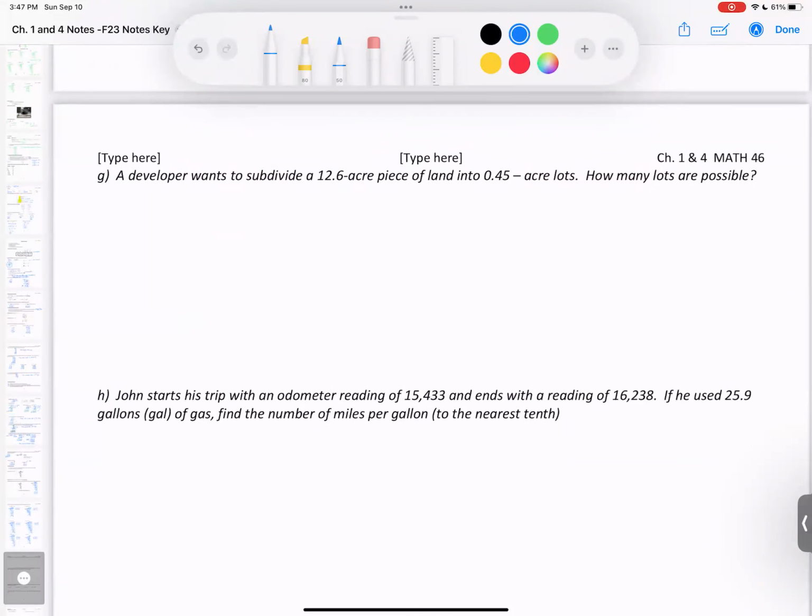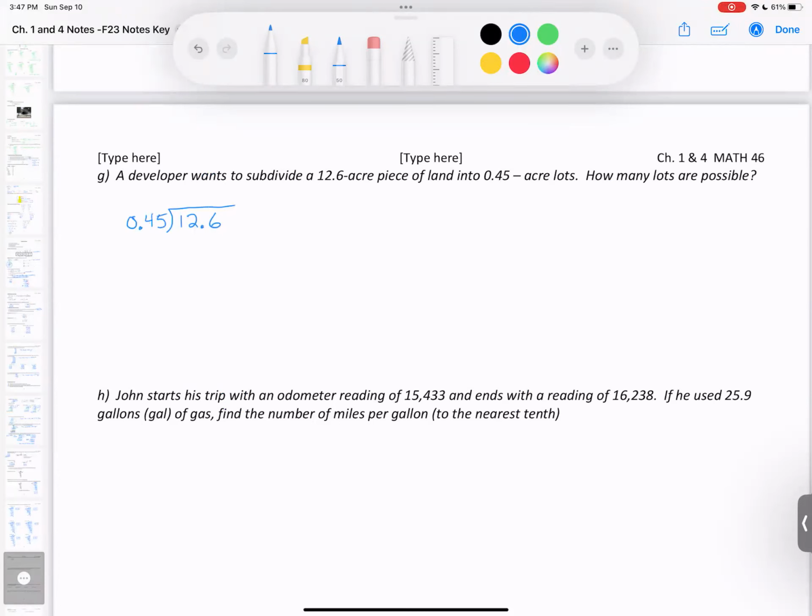Okay, so we've got a couple of word problems to do here. A developer wants to subdivide. They have a 12.6 acre piece and they want to divide it into 0.45 acre lots. How many lots are possible? Well, we're going to take our big number, 12.6, and we're going to see how many groups, or how many lots of 0.45, we can fit.